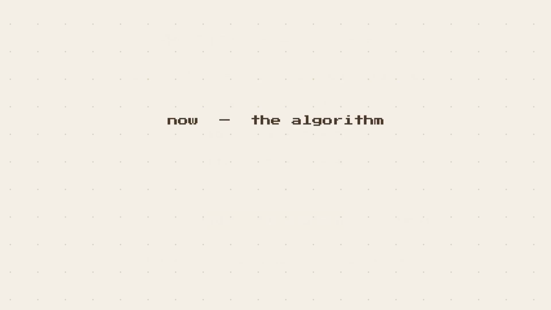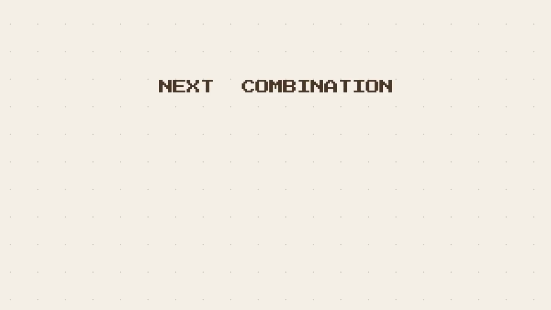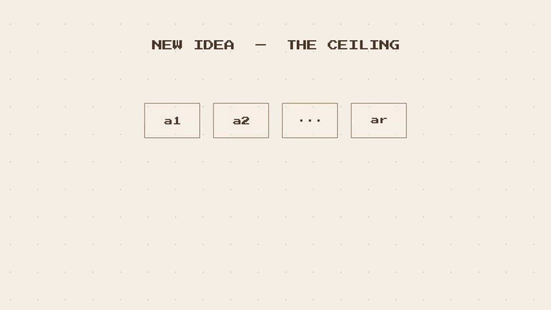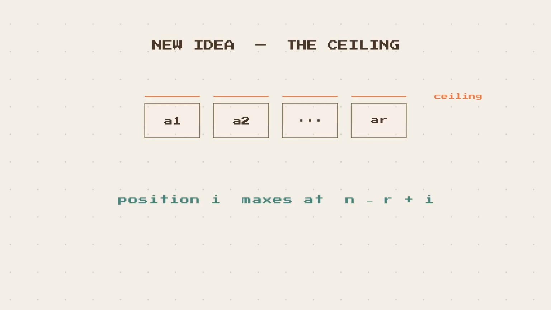Now let's take a look at the algorithm for this one. It's going to be subtler than the other two. Okay, the next combination algorithm, now we have 3 steps again this time, right? But we have a new idea, which is the ceiling. So each position in a sequence has a maximum value it can take. So position i maxes out at n minus r plus i. Right? That's going to be the ceiling of each position.